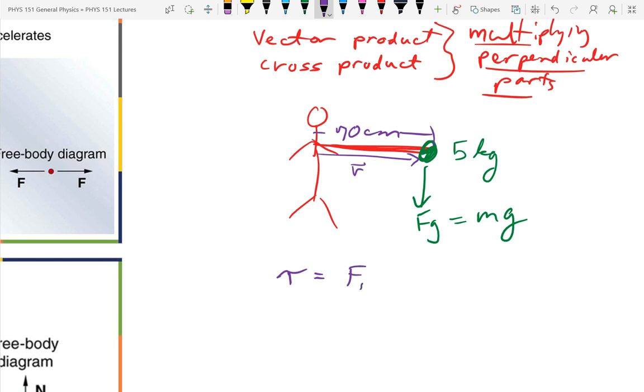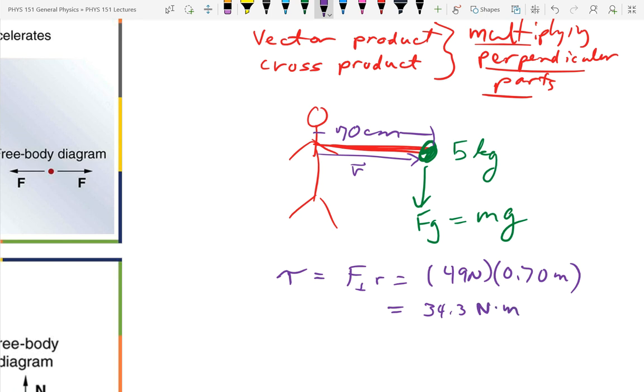The torque is the force perpendicular times the radius, which is 49 newtons times 0.70 meters. Notice I switched it to meters. And so that is 49 times 7. Well, 350 minus 7 is 343. 34.3 newtons times meters.